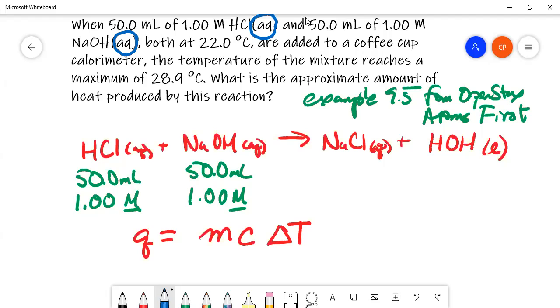Water. The majority of the stuff here in this reaction is water. There's much more water than hydrochloric acid in the solution.